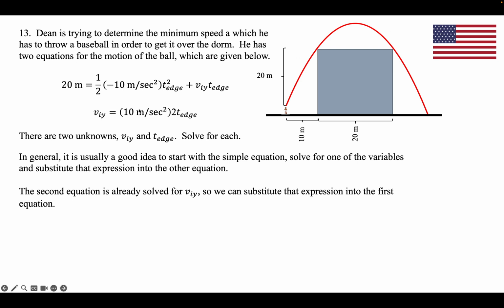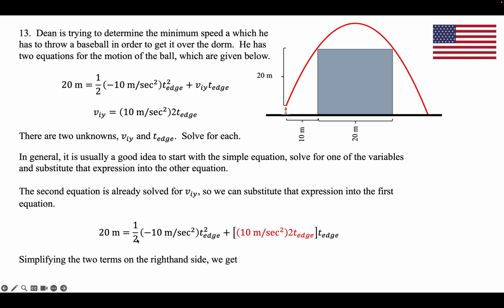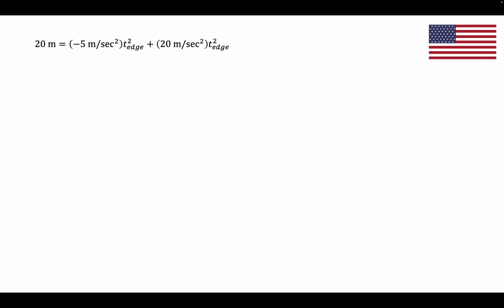So we can take our expression for V initial y and substitute it in for V initial y in this equation, like this. Here's the whole top equation, and here is V initial y from the second equation. So now we can do a little bit of math. We have 1/2 times minus 10 meters per second squared, and we have 10 meters per second squared times 2. Now we have T edge times T edge. We can combine those terms.